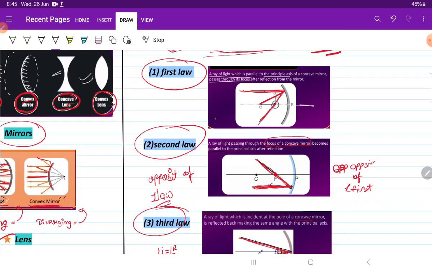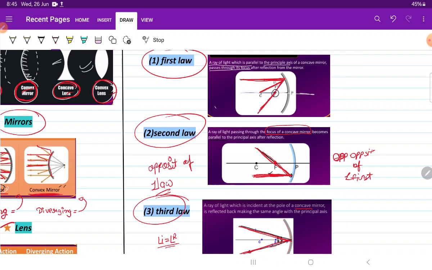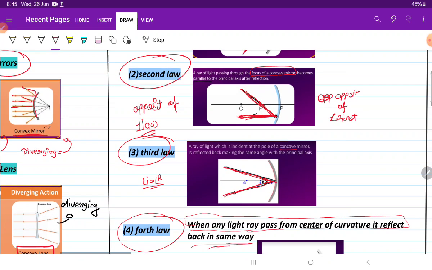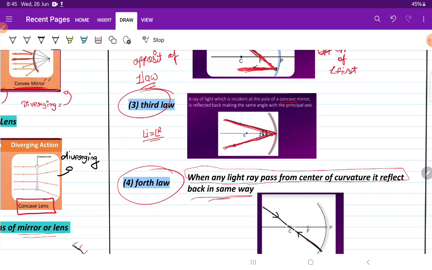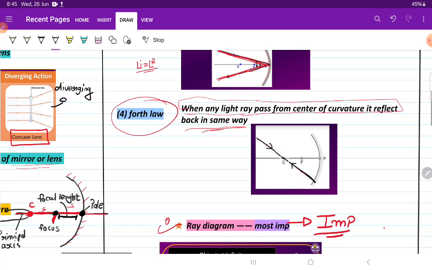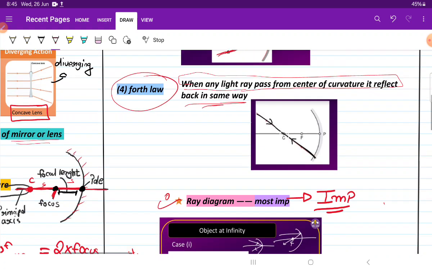First, the rays parallel to the principal axis will reflect back and cut the focus. Second, a ray cutting the focus will go parallel to the principal axis. Third, when a ray strikes at the pole, it will come back in the same medium with the same angle between the incident and the reflected ray. And fourth, when a ray passes through the curvature, it will be reflected in the same medium back to the curvature.